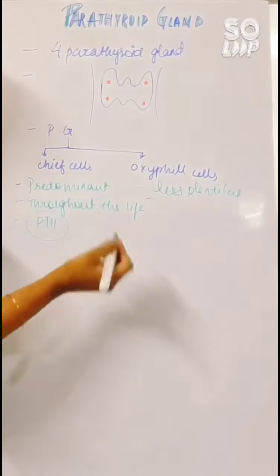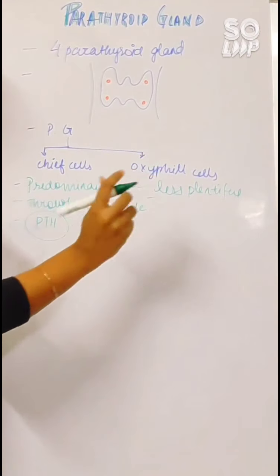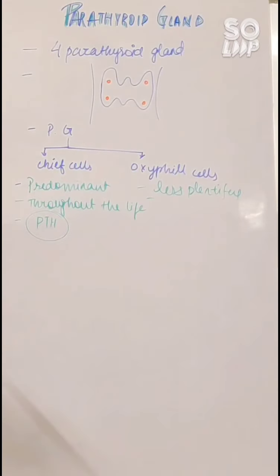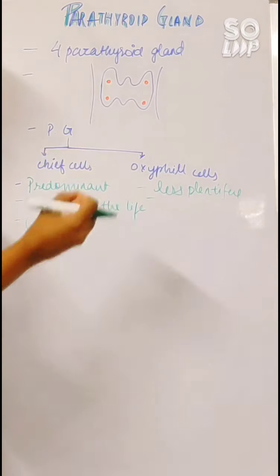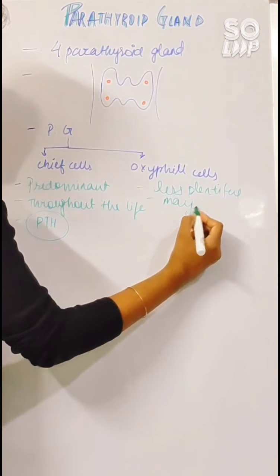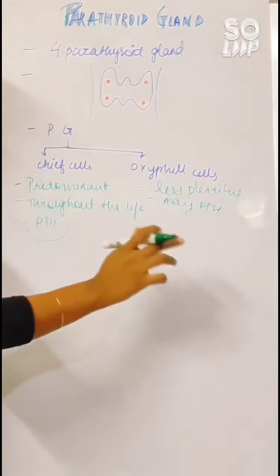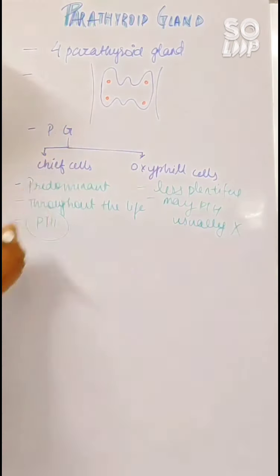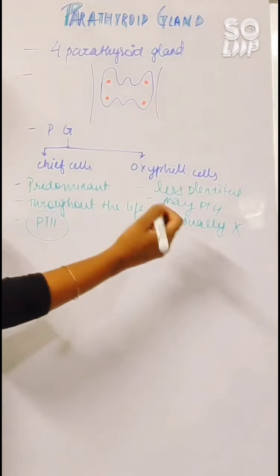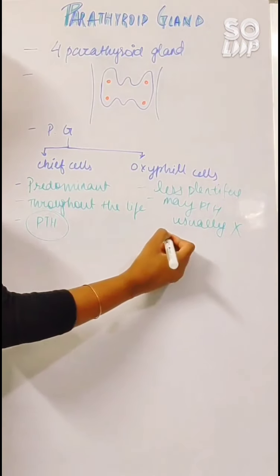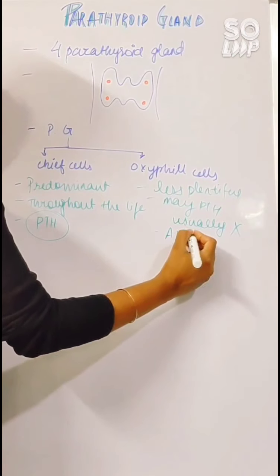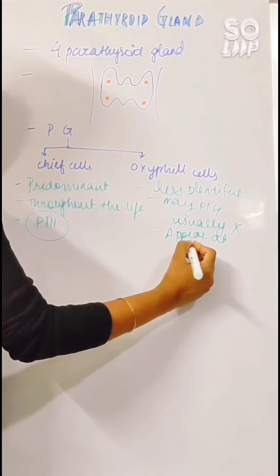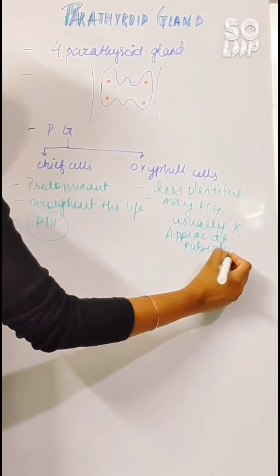The oxyphil cells are less plentiful and their function is not well defined. Sometimes it's said that they may secrete PTH, but usually they do not. And they appear at puberty.